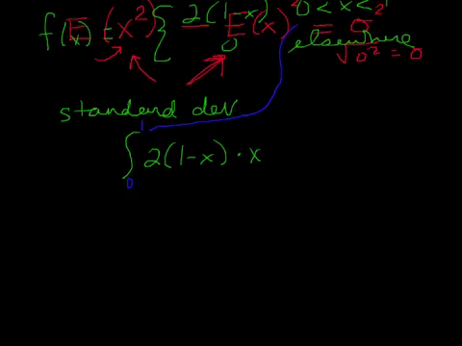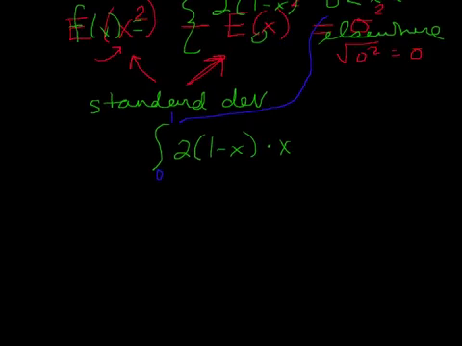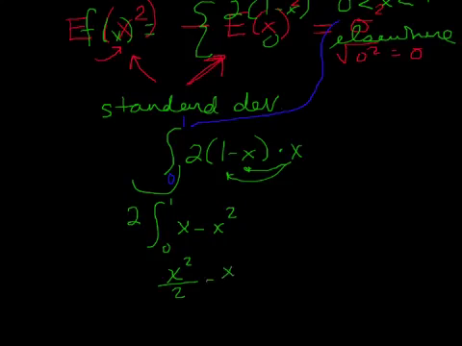Okay. I want to clean this up, do the normal thing we do. All right, so I'll bring that 2 out. 1, 0. Distribute my little x in here, so I have x minus x squared. So go ahead and integrate, and that gives you x squared over 2 minus x cubed over 3.